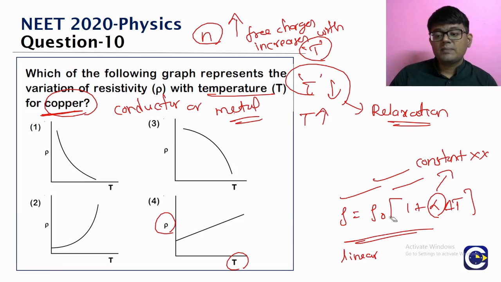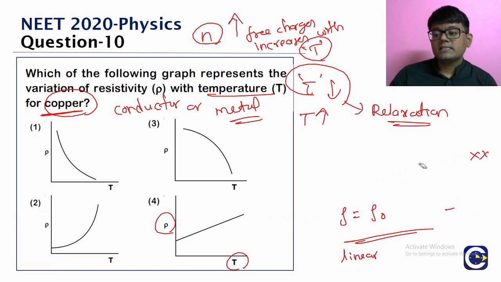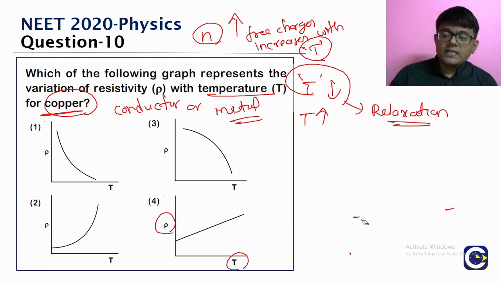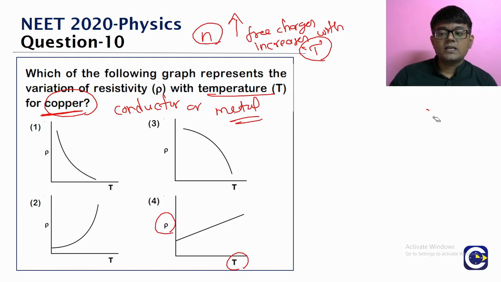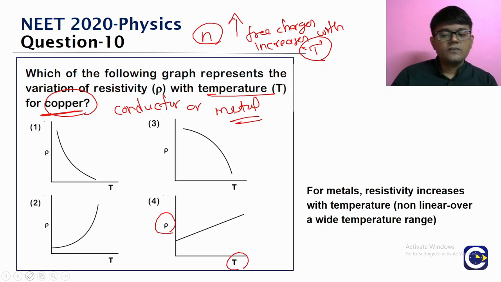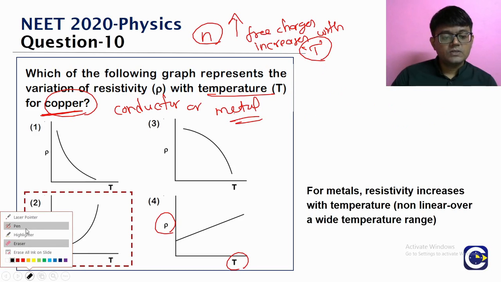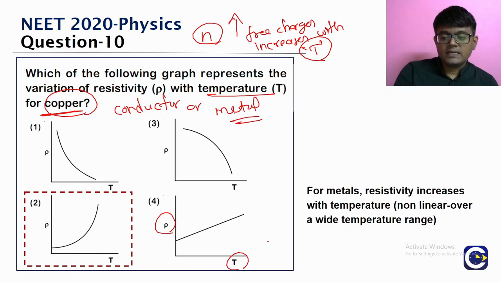Over a long temperature range, what we will see is that resistivity will increase with temperature, but not in a linear manner. It will be increasing in a non-linear manner. So what is the graph that shows increase of the resistivity in non-linear manner here? Option 2. So for the metals, resistivity increases with temperature.